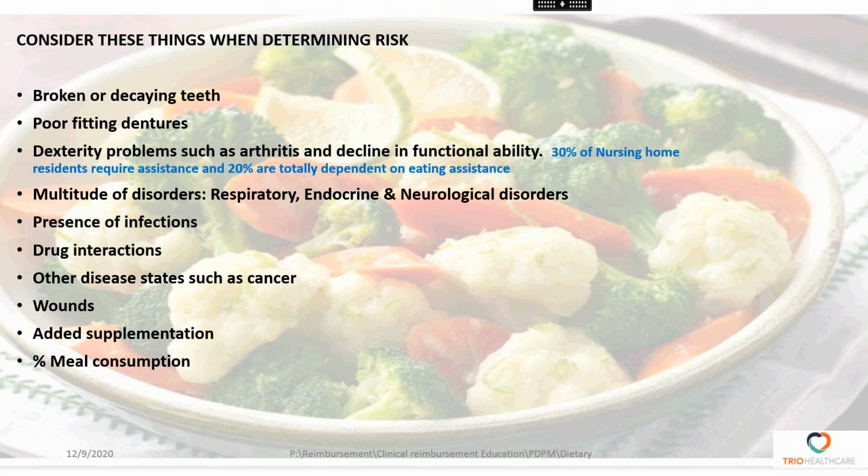Presence of infections, drug interactions, diseases such as cancer or cirrhosis, end-stage liver, wounds, added supplements. So we're giving these people fortified meals, or we're giving them mighty shakes or any of that sort of stuff. And the percentage of their meal consumption. Look at the record as a whole and come to the determination if indeed this patient is at risk for malnutrition. Even people who are taking in 100% of their meals could still be malnourished.